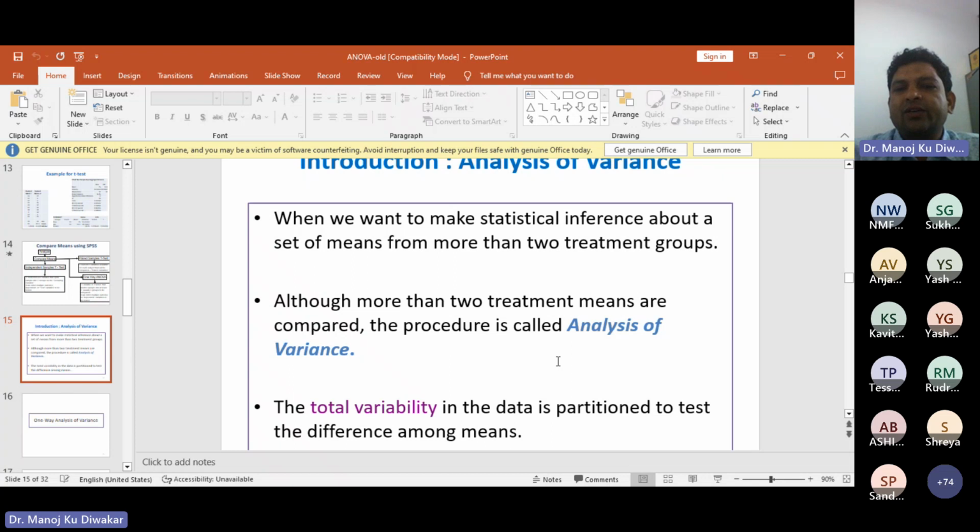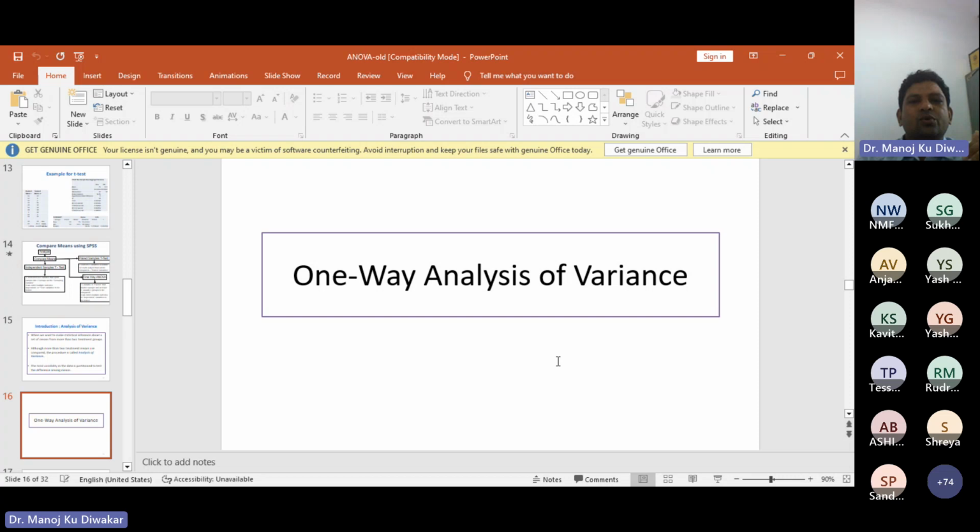When we want to make a statistical inference about a set of means from more than two treatment groups, and more than two treatment means are compared, the procedure is called analysis of variance. So basically the treatment mean values are compared, and the total variability in the data is partitioned to test the differences among the means. This is called one-way analysis of variance.